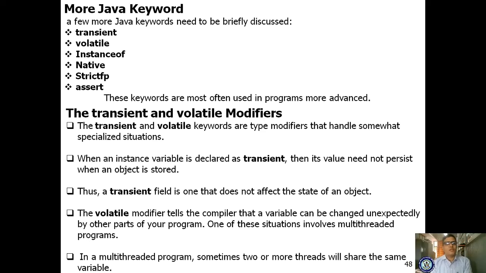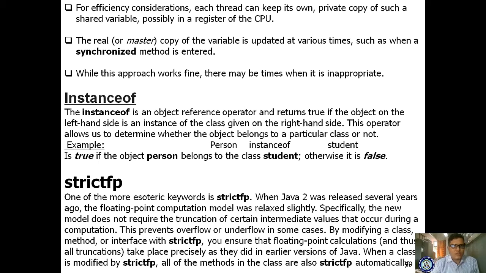So last class we explained some of the Java keywords. We have learned about transient as well as volatile. We will learn the rest of the keywords, that is instanceof, native, strictfp and assert. Okay, so let us see.